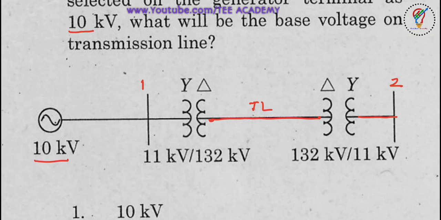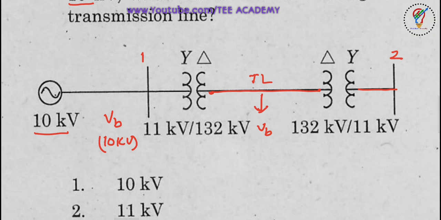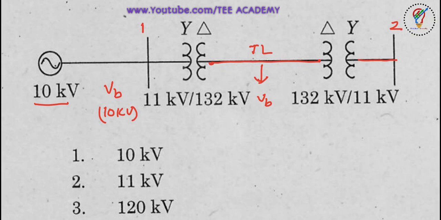Okay, now what we need to find is, the generator side base voltage is given. How much? It is 10 kV, but what will be the base voltage here? Now, in the power system, the transformer is the only place where the voltage is going to be changed. So here we'll find the base voltage. How are we going to find the base voltage?